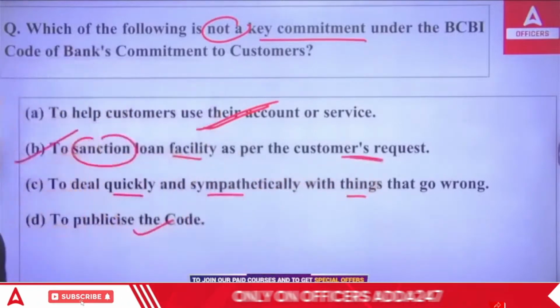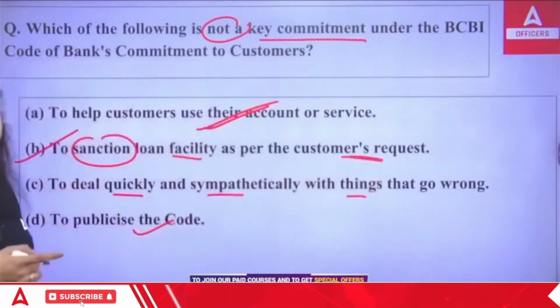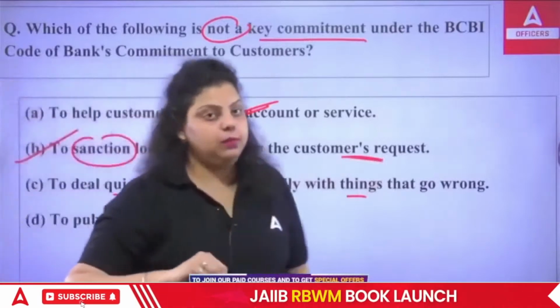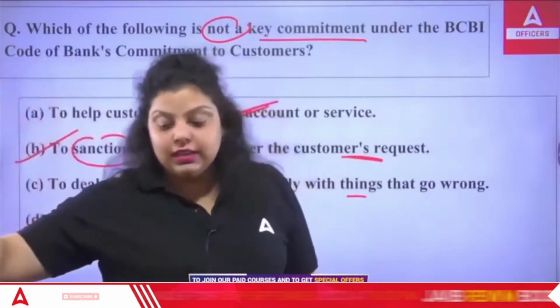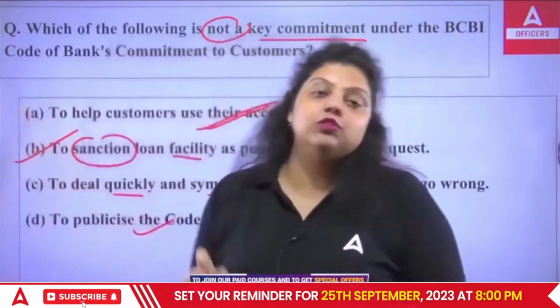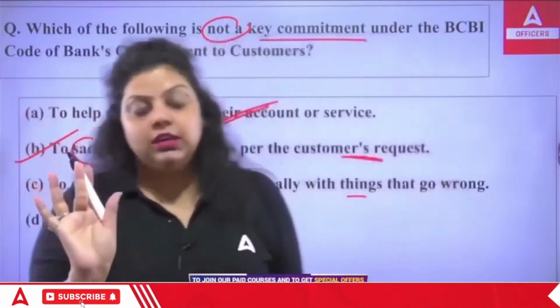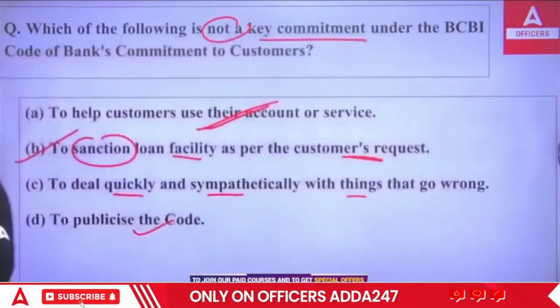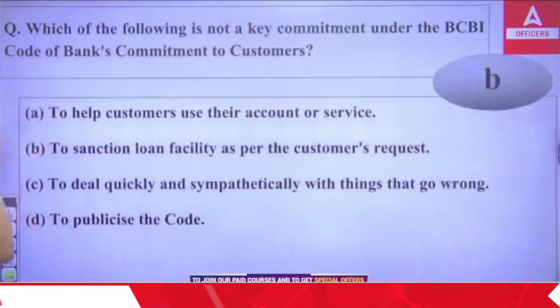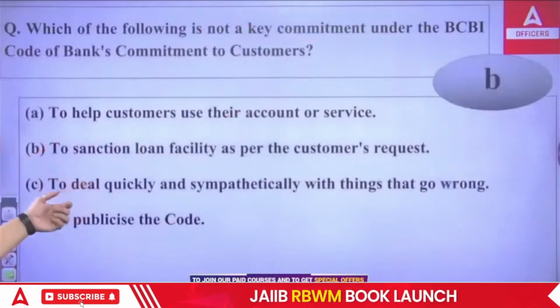commitment of a bank. The bank will sanction the loan as per the criteria of the bank, after checking the KYC, after checking the credit history, after checking the collateral, everything. Then bank will decide what amount of loan will be sanctioned. The right answer will be B option. Okay, right answer is B.